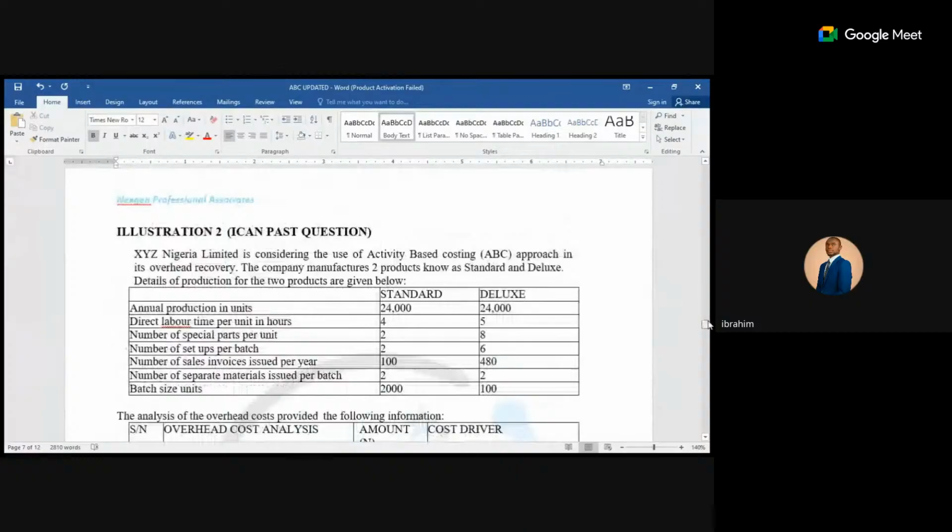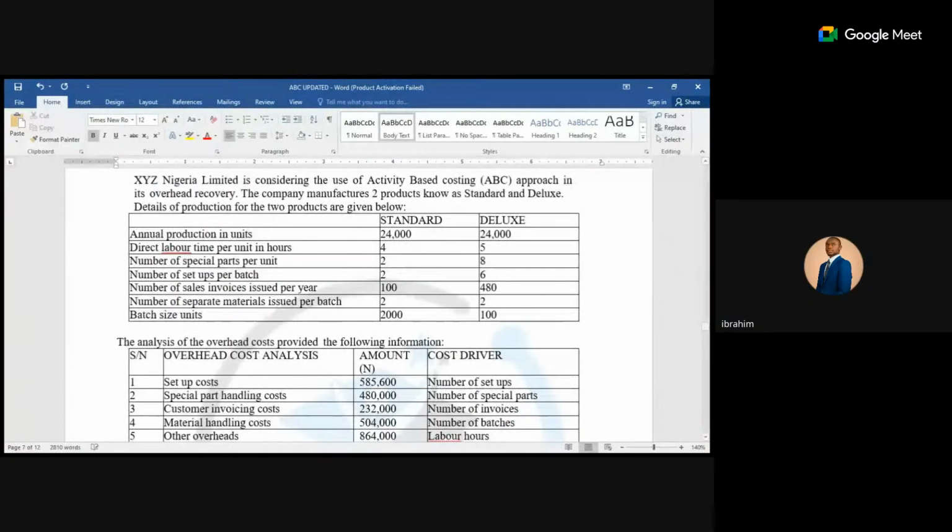So this question is a very big trap. This question is a very big trap for students. The last time ICAN tested it, the performance was still below average because I can lock the question. We need to unlock some things here.